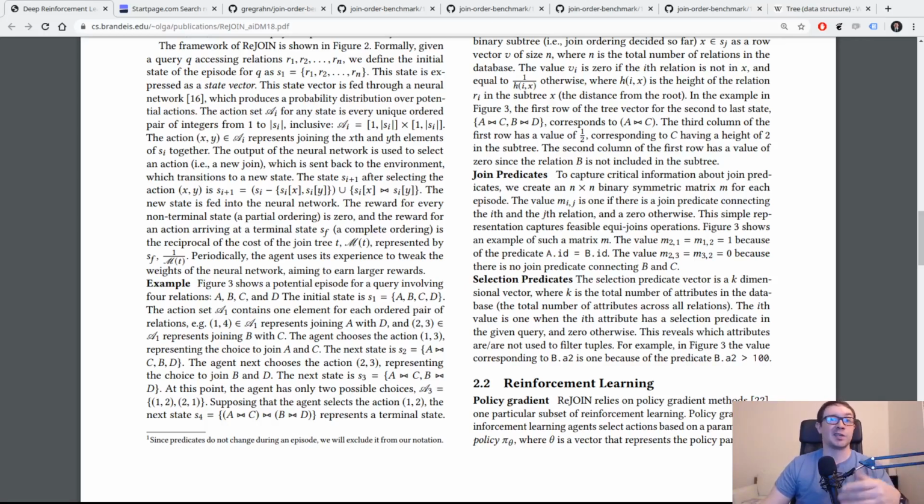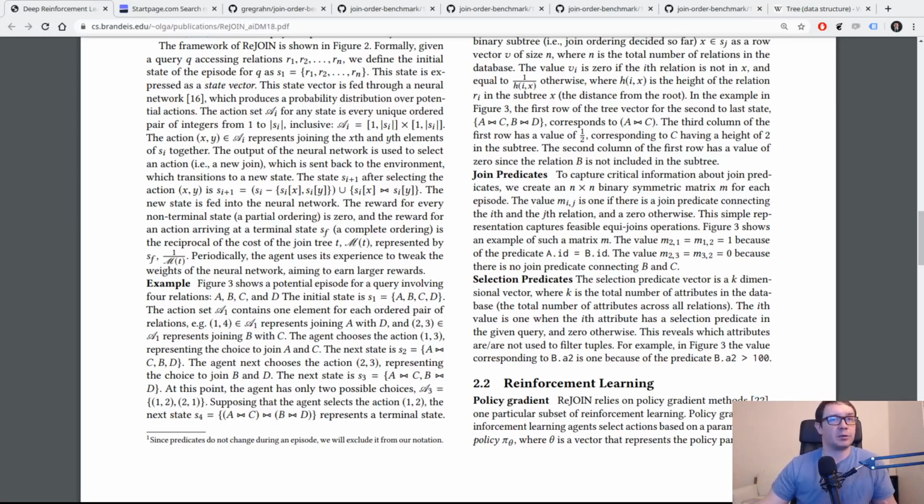The join predicate is just a conditional statement, in this case, a where clause where 2 things are equal to each other. We create an n by n binary symmetric matrix M for each episode. The value M sub i sub j is 1 if there is a join predicate connecting the ith and jth relation.